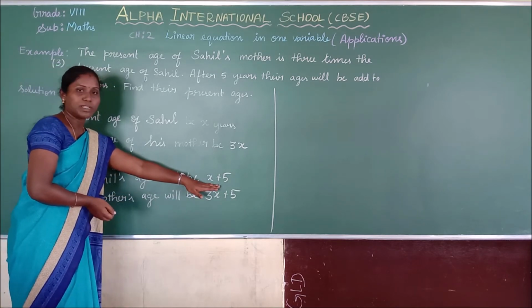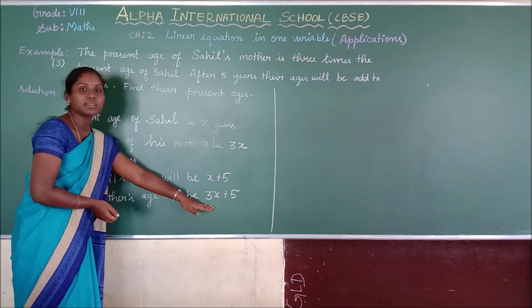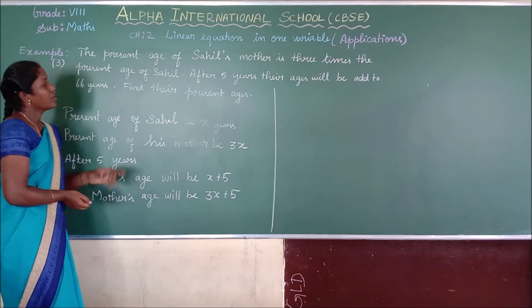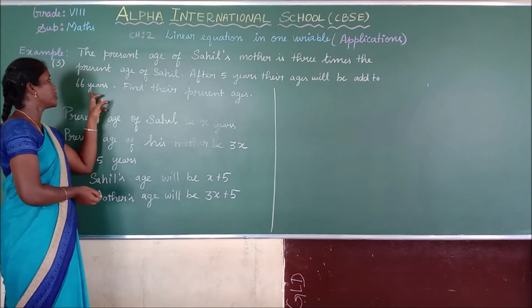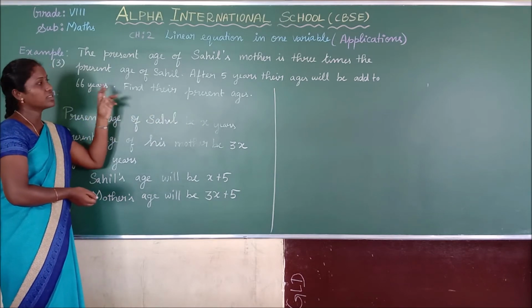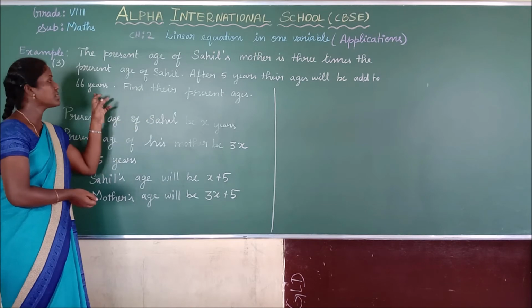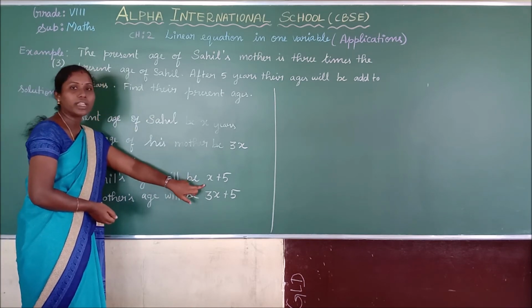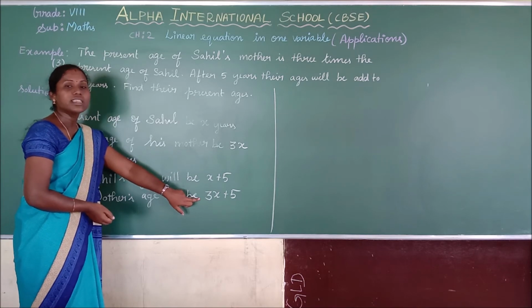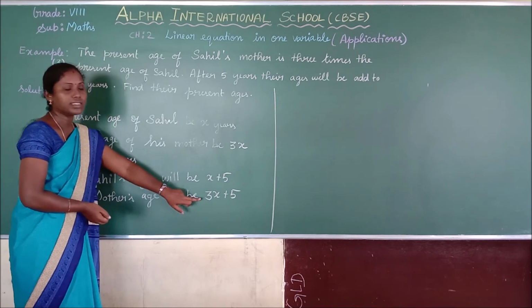Son is x plus 5 and his mother is 3x plus 5. Now, what is given? After 5 years, their ages will add up to 66 years. So, after 5 years, if you add both of their ages, it is equal to 66.